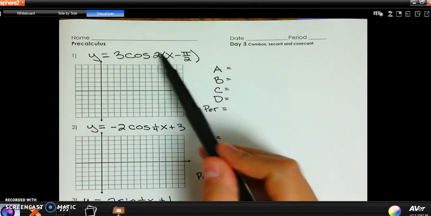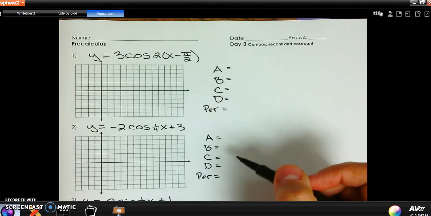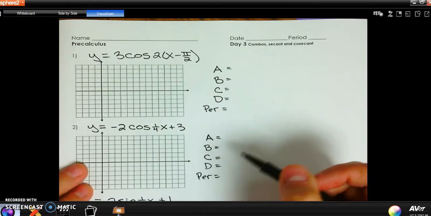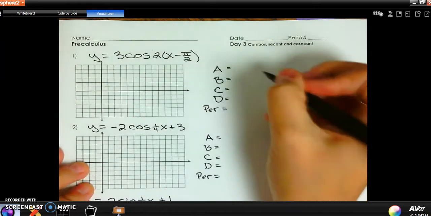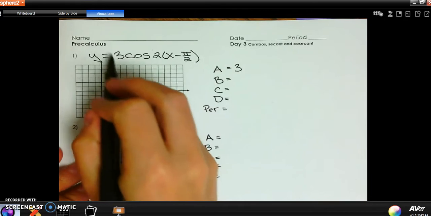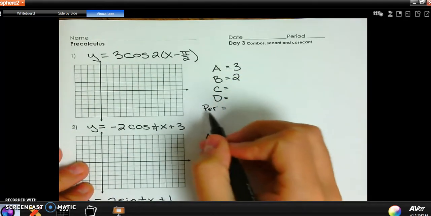Okay, so for this first example, it's a cosine curve. Notice that the b value is already factored out from the parentheses. That's really important. So before you identify your a, b, c, and d, you want to make sure that is indeed factored out. So what I'm going to do here is say my a is 3. There's no reflection over the x because there's no negative there. B is going to be 2, which more importantly tells you about your period.